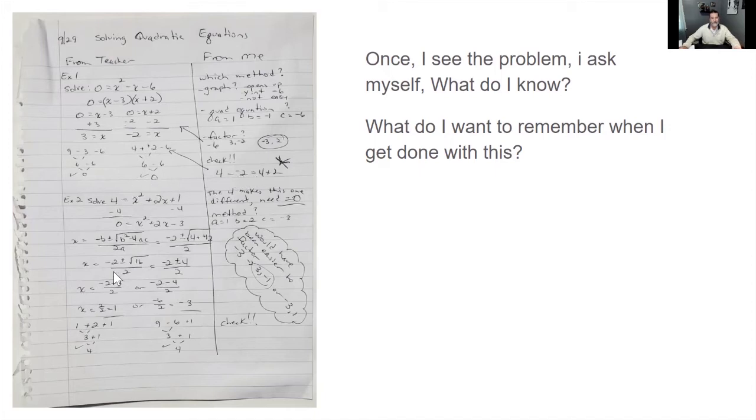And the second example, right off the bat, when I go back to that issue of what do I already know, I see there's something different, right? I've got the 4 over here instead of the 0. And so I need to think about what does that mean I need to do. And so in this case, subtract 4 from both sides to get it set equal to 0. I know that whenever I'm solving something, I want them equal to 0. And then which method makes sense?